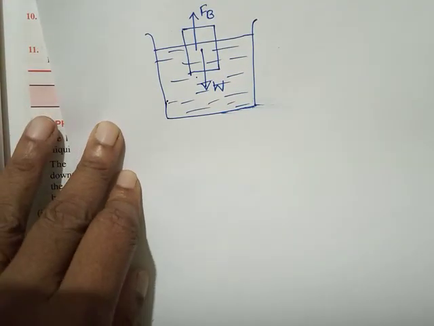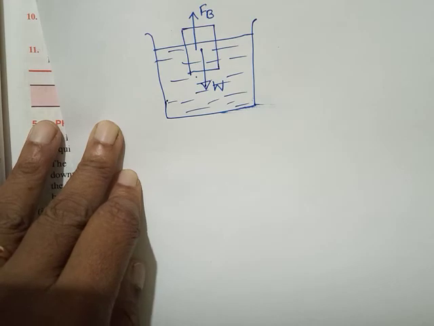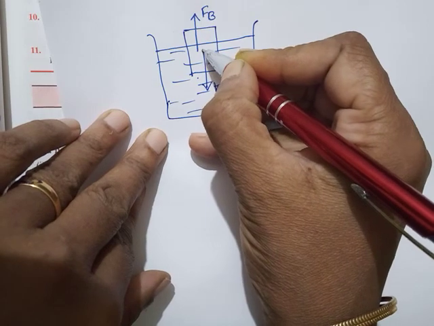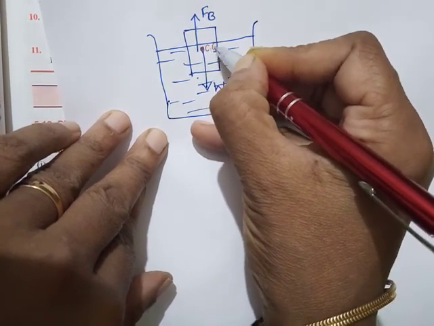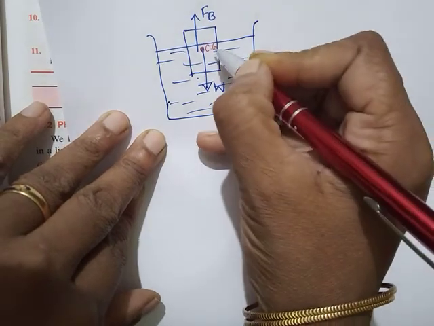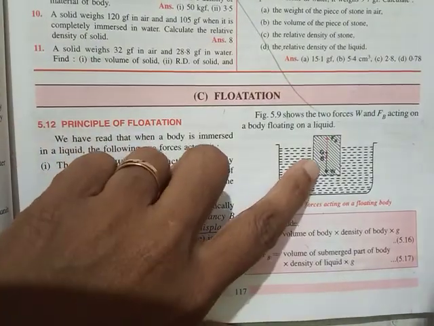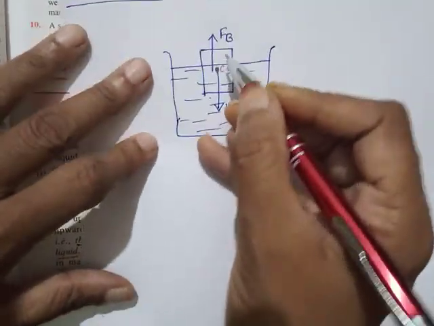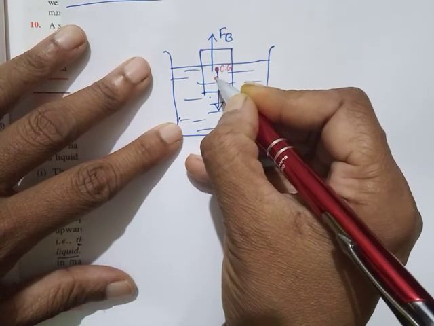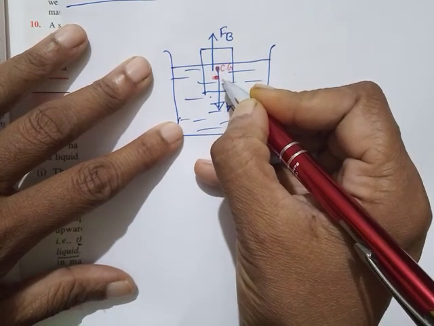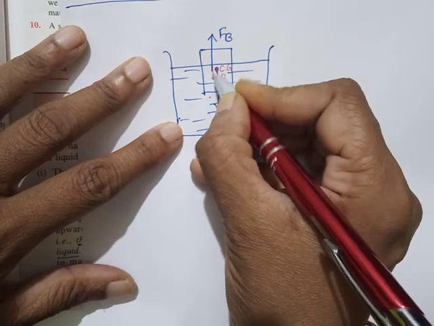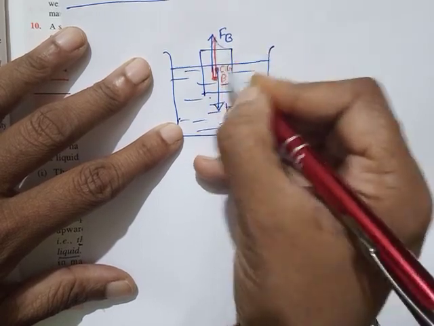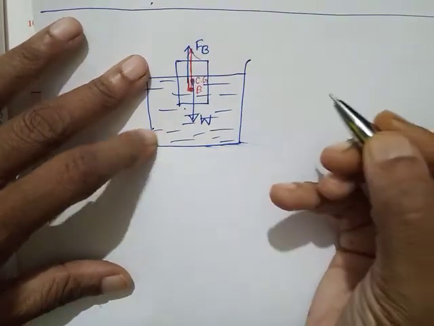Weight is acting in the downward direction. The other one is the upthrust that is acting in the upward direction. Now, you all know this. Weight will be acting from a point called center of gravity, CG. They just write G. Sorry, center of gravity is G. And buoyant force will act from a point called center of buoyancy. Actually, it should be overlapping this. This point is called center of buoyancy.